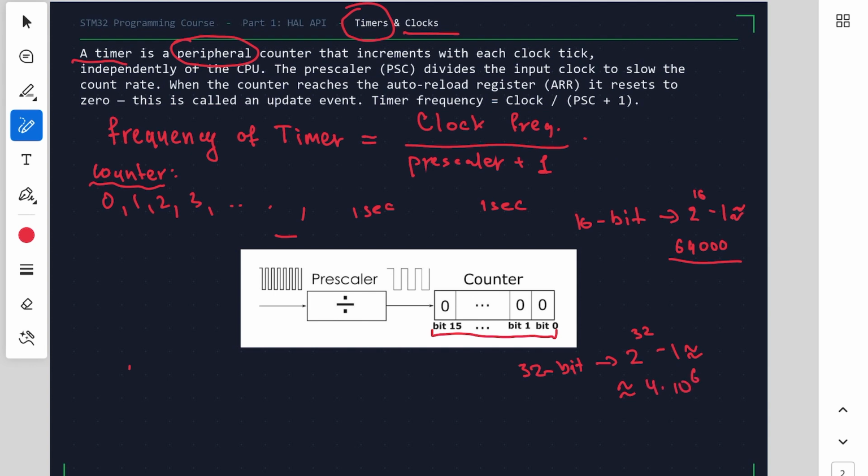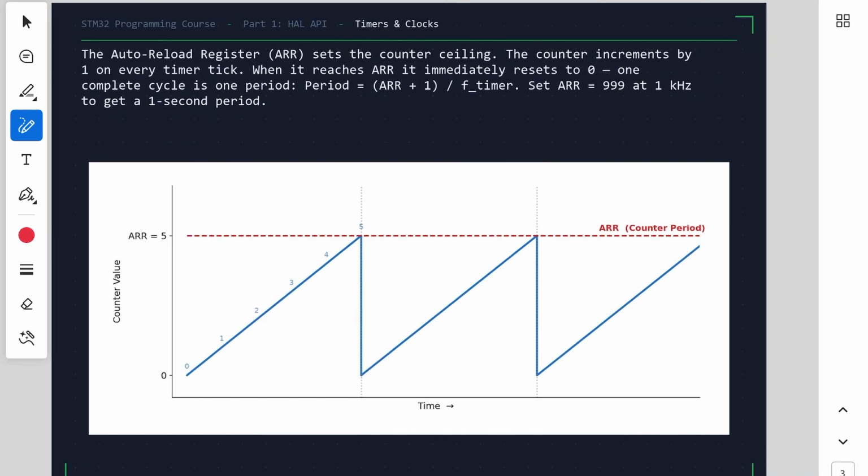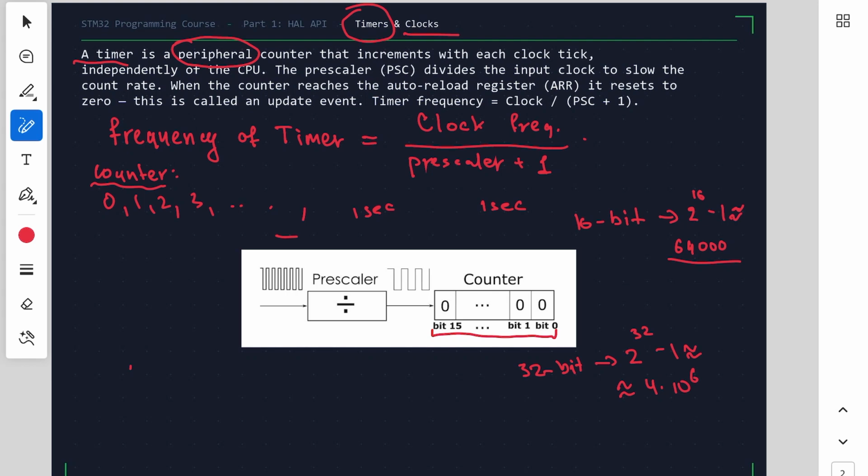So what happens when the counter reaches those numbers? It starts from 0. If we plot the counter on the y-axis against time, it starts from 0, reaches that physical limitation depending on the number of bits it has, then it starts from 0 again, and so on and so forth. And how fast it reaches the maximum depends on the frequency of the timer.